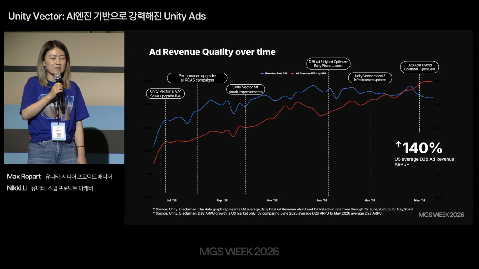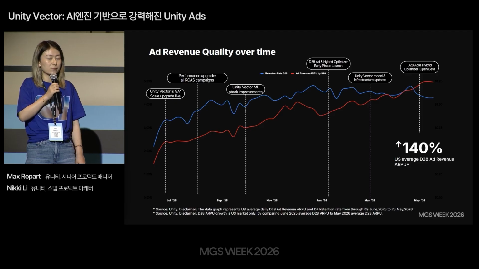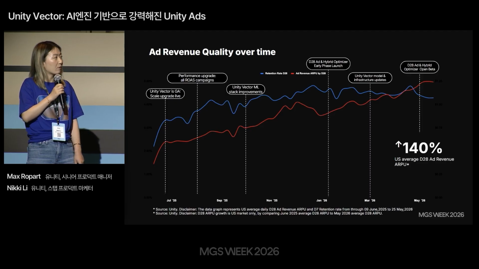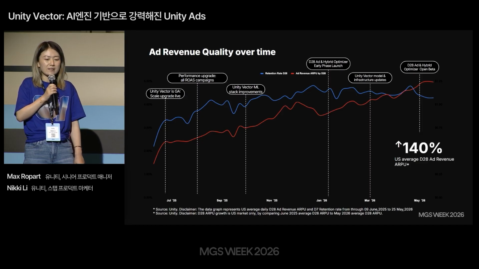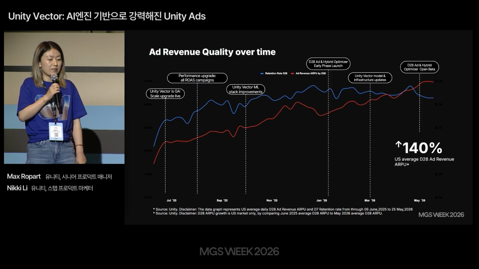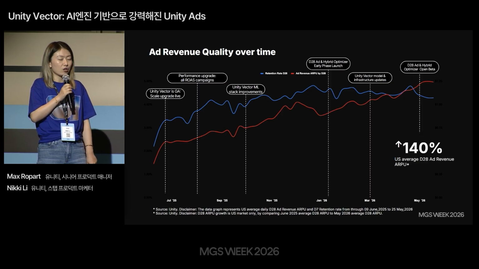But quality isn't only about IAP. We see the same trend in ad revenue. Following our model improvements, D7 ad revenue ARPU in the US has climbed steadily since the general launch, reaching a 140% increase year over year.